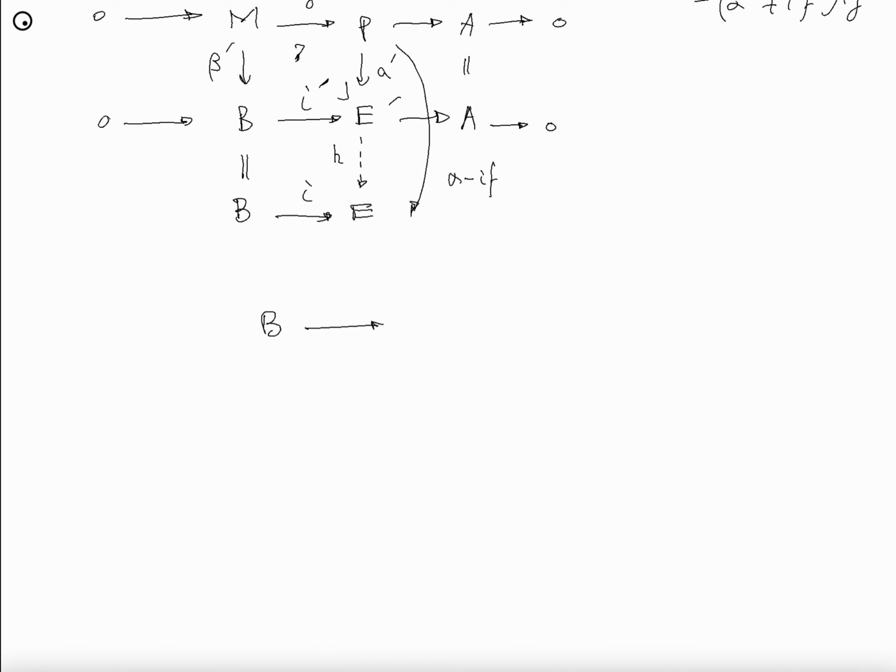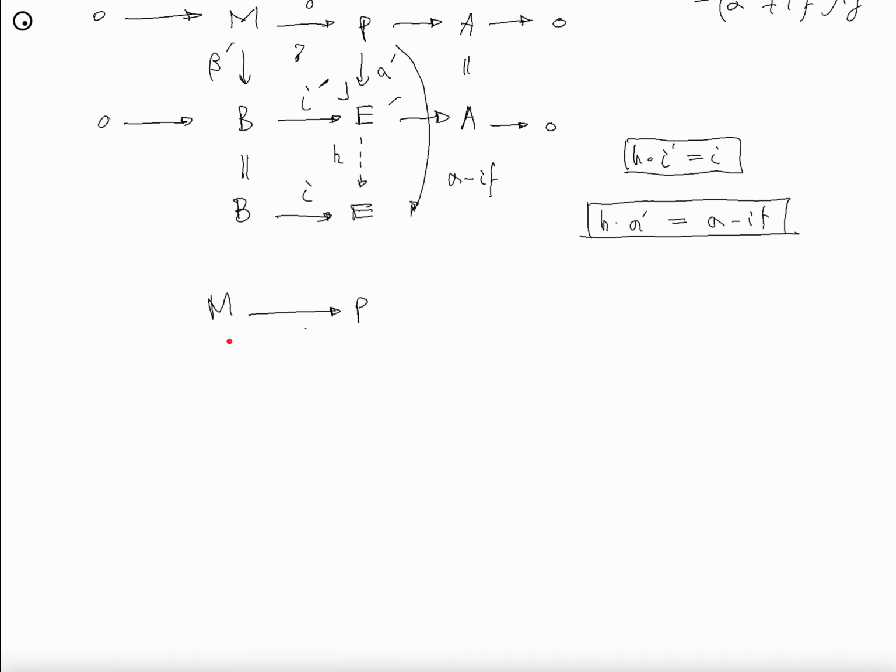This H satisfies I prime equals I, and H sigma prime equals sigma minus IF. Now we claim that we have constructed a map. We claim that the two constructed maps, from E prime to E and E to E prime, are isomorphisms.